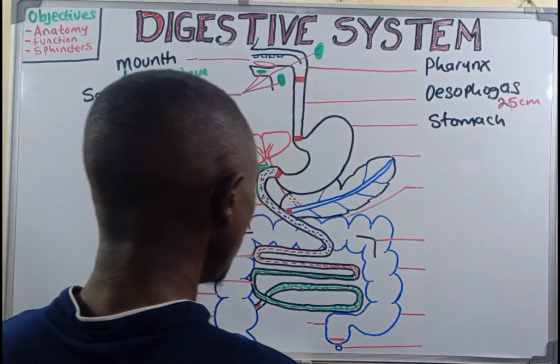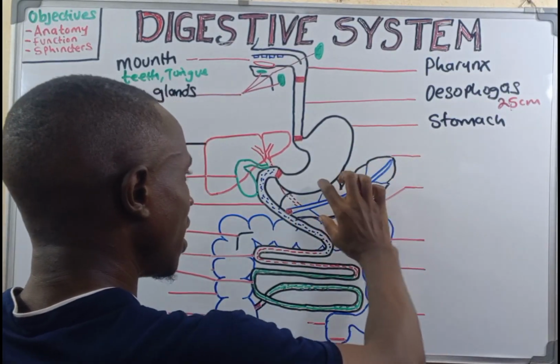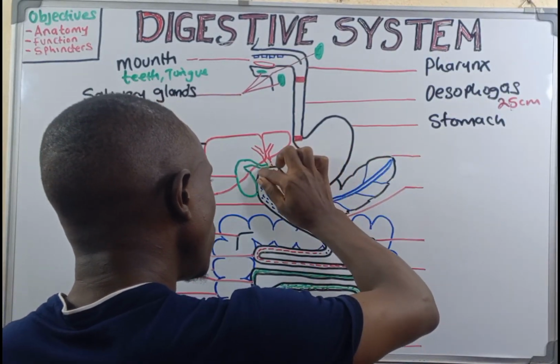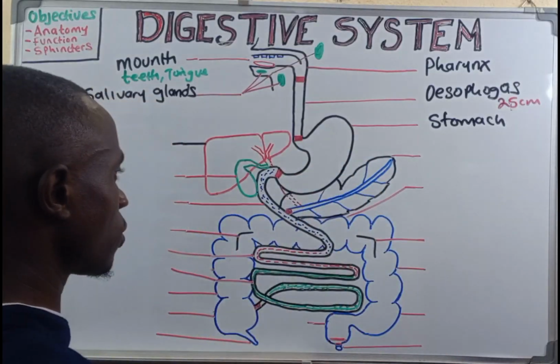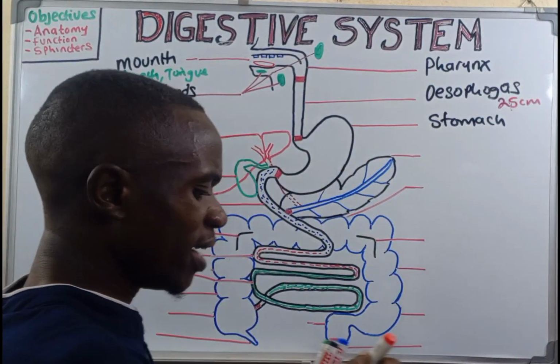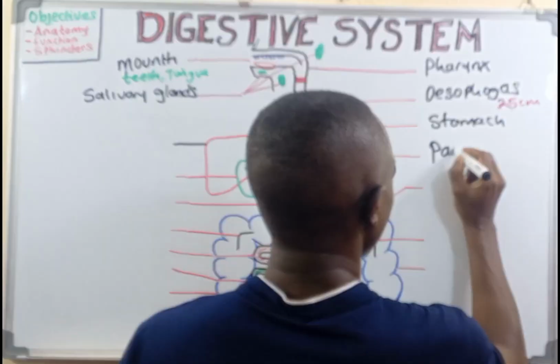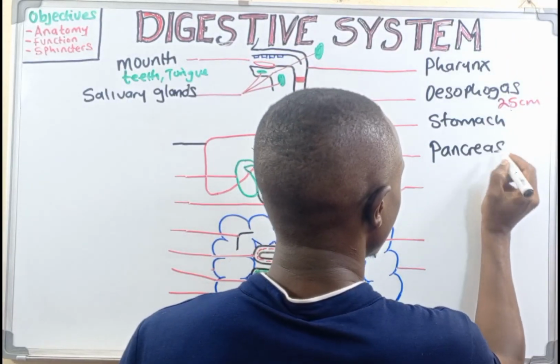Then as you go slightly below the stomach, we have this structure which is located within this C-shaped segment of the small intestine. So how do we call this leaf-like structure? This leaf-like structure is what we call the pancreas.